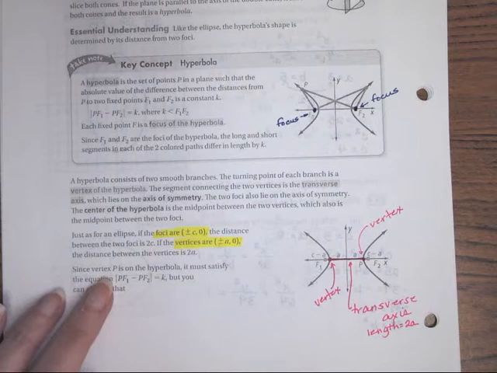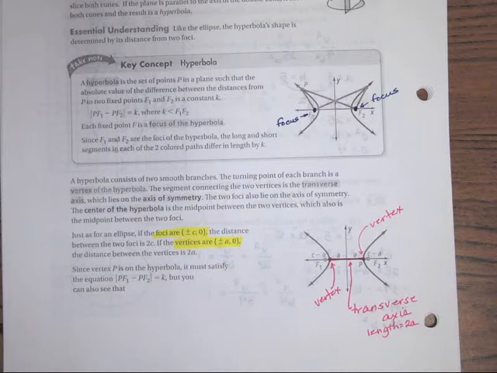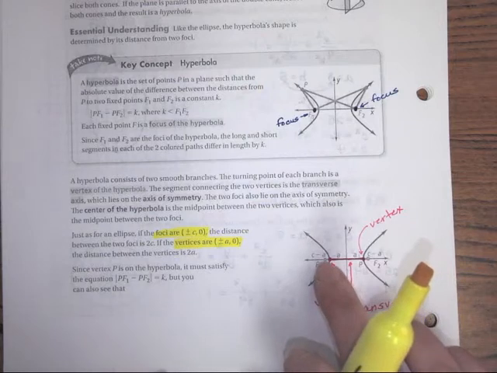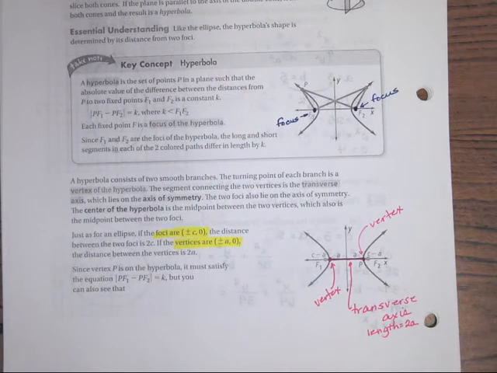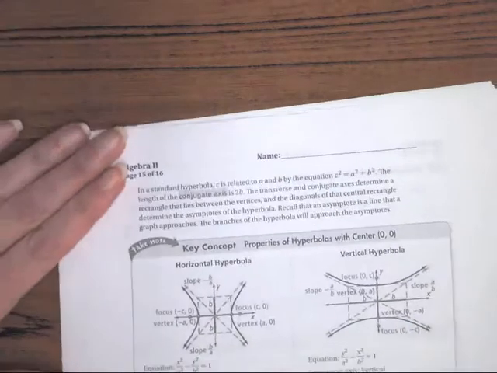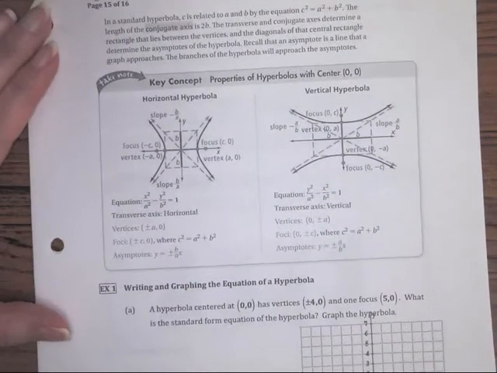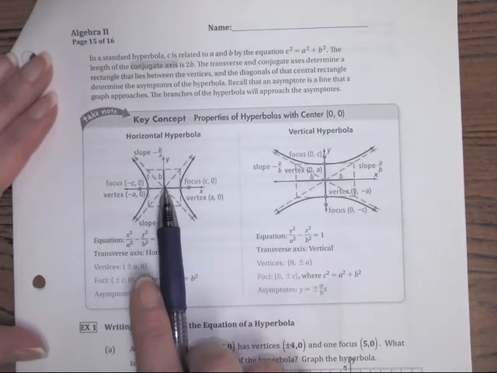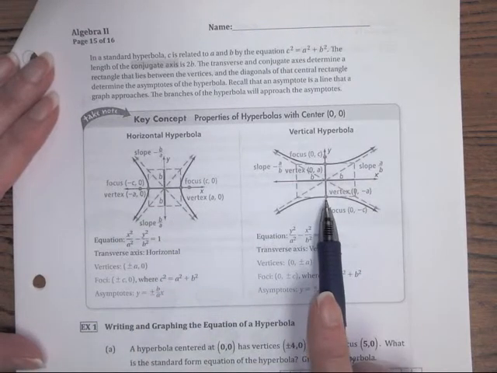Since the vertex P, and right there you can see that P is on the hyperbola, it must satisfy the equation PF1, and here's F1 over here, minus PF2 equals k, but I'm not worried about that. We don't really need that today. Not for the simple things that we're going to do today. Okay? So in our very simple world, this box is very, very important. This is a horizontal hyperbola. This is just like the picture we just saw. This is a vertical hyperbola.